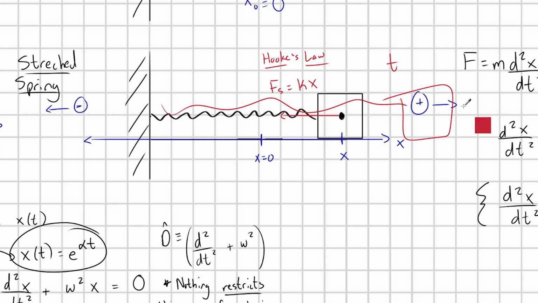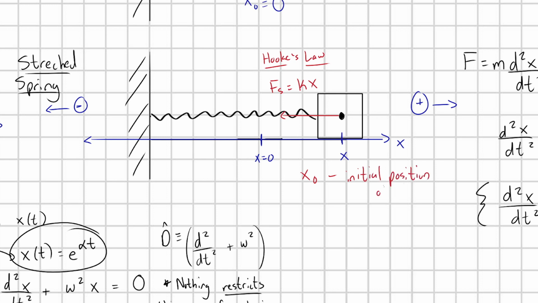So that gives me two initial conditions. I'm going to call the initial condition where I release the block x naught. This is the initial position of my block. And I'm going to call my second initial condition v naught. This is the initial velocity of my block.